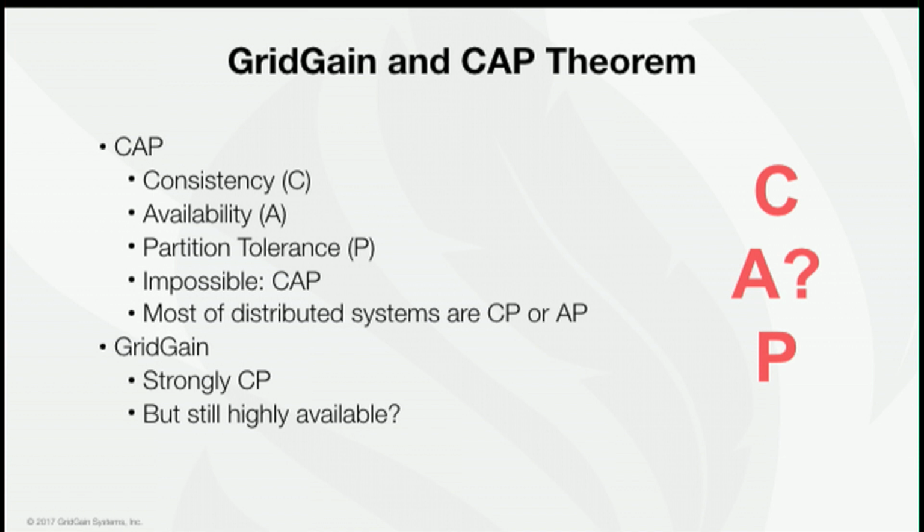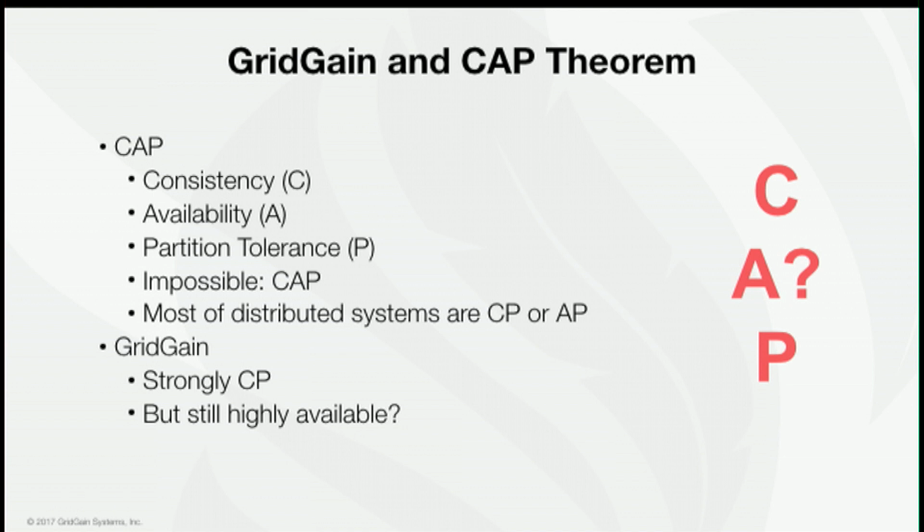And as for GridGain, it's a strongly CP system. It's a strongly consistent system. So GridGain will never give you an incorrect result when you request the data. Well, strictly speaking, it can be both AP and CP, depending on how you configure it. But I will focus more on the CP scenario because it's much more challenging.